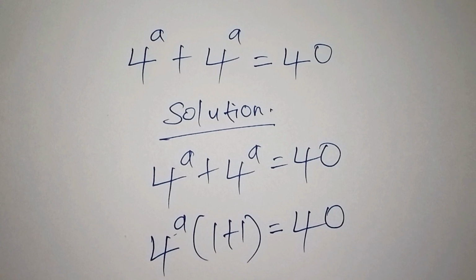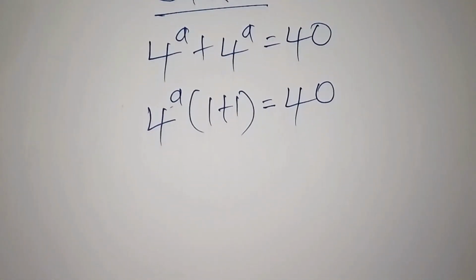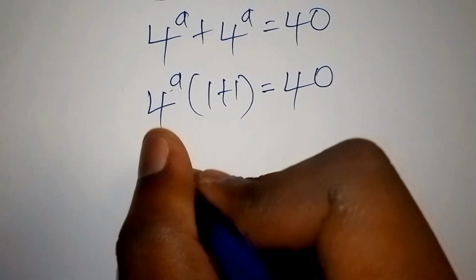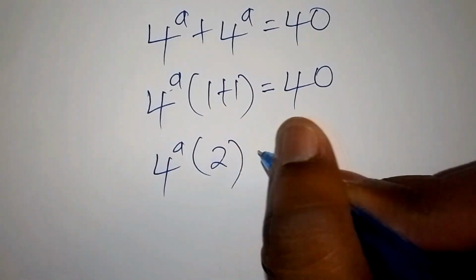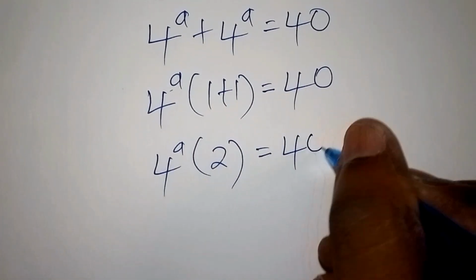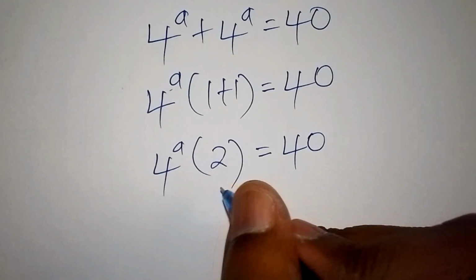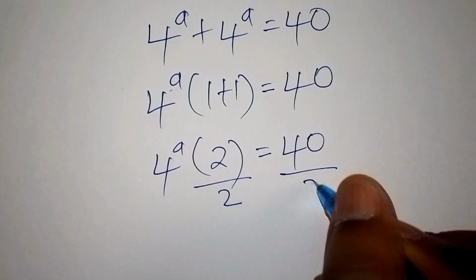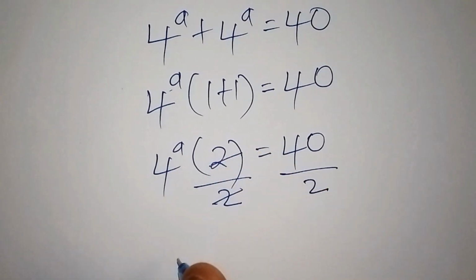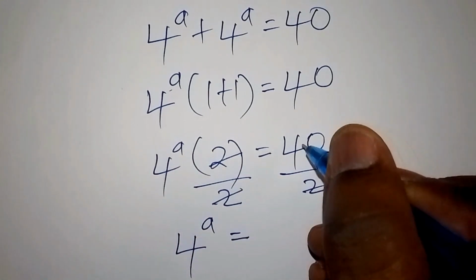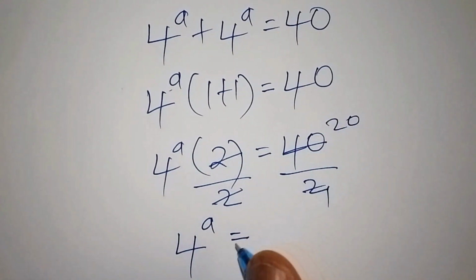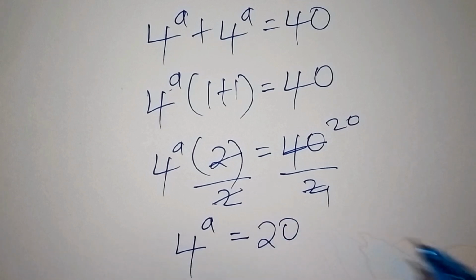Now let's work out the number inside the bracket. So 4 to the power of a into the bracket, we shall have 2, equals 40. In this case, we divide both sides by 2, so that 2 by 2 cancels. So 4 to the power of a is equals to 20, since 2 into 40 is 20.